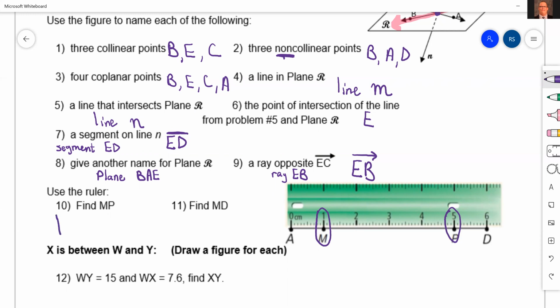So where did we stop? We stopped at 5 and we started at 1. Absolute value of 5 minus 1 is 4. There's our answer. Remember, distance has to be positive. I could say 1 minus 5 and get negative 4, but it's got to be positive, so the answer would still be positive 4. Number 11 talked about MD.